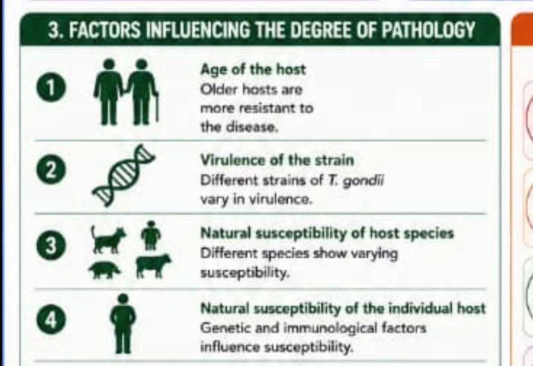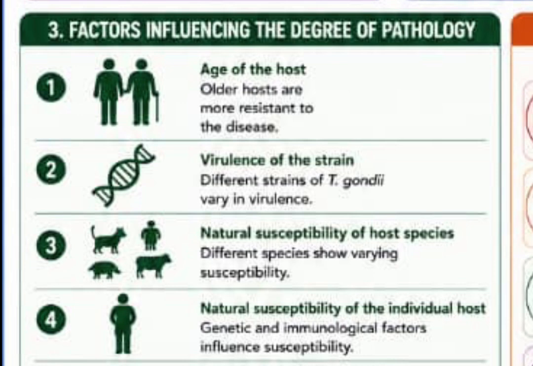Virulence of the strain. Now there are different strains of Toxoplasma gondii. It depends, but there are much more wicked ones and there are much milder ones. So it's age of the host. It could be the virulence of the strain of Toxoplasma gondii. Now it could be the natural susceptibility of the host to the species. Are you getting it now? Different species show varying susceptibility, like I said.